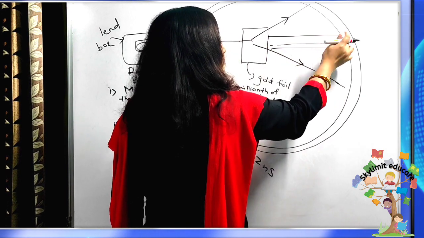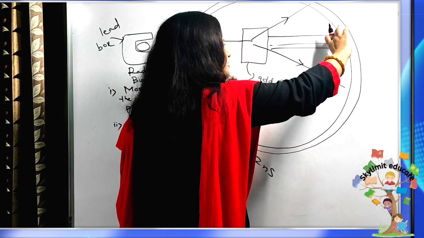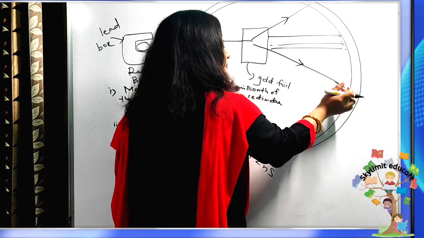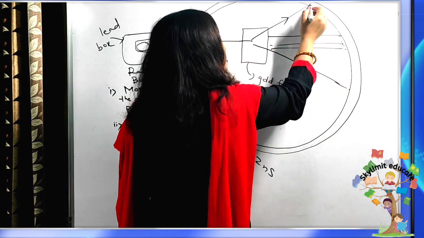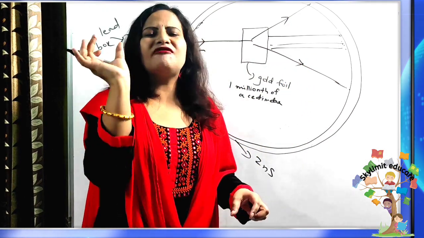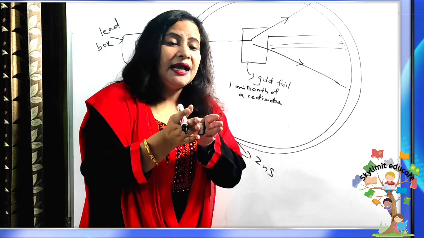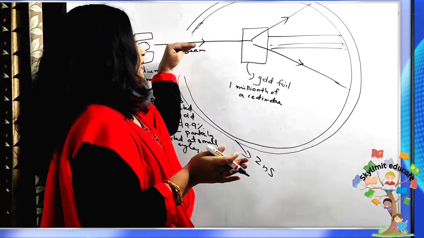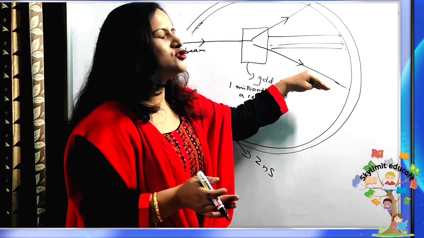Maximum scintillations were produced in this region, but sometimes the scintillation or the illumination was produced here also. That means very few alpha particles deflected at small angles. Instead of passing straight, they showed deflection by small angles.